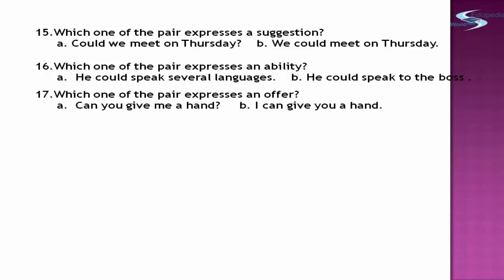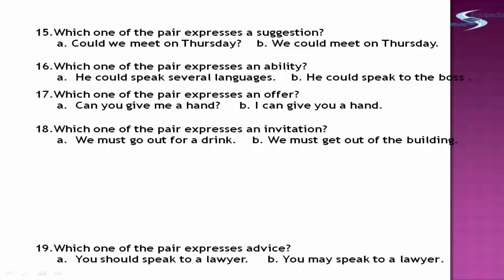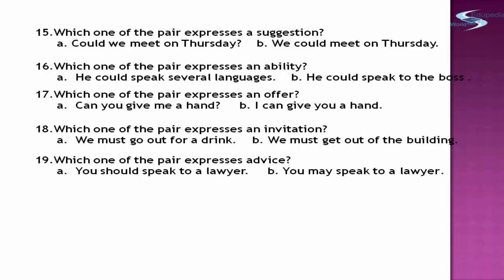17. Which one of the pair expresses an offer? A. Can you give me a hand? Or B. I can give you a hand. 18. Which one of the pair expresses an invitation? A. We must go out for a drink. Or B. We must get out of the building. 19. Which one of the pair expresses advice? A. You should speak to a lawyer. Or B. You may speak to a lawyer.